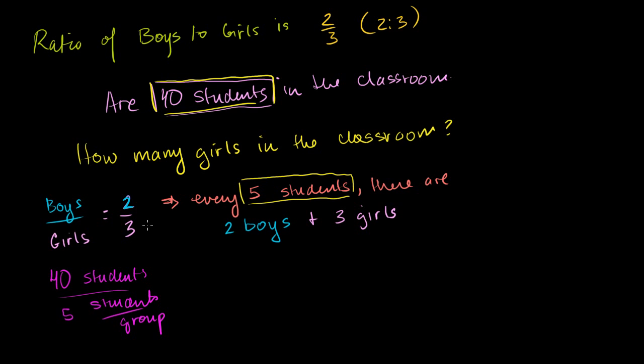So how many groups of 5 students do I have? That means that I have 8 groups. 40 divided by 5, I have 8 groups of 5 students.